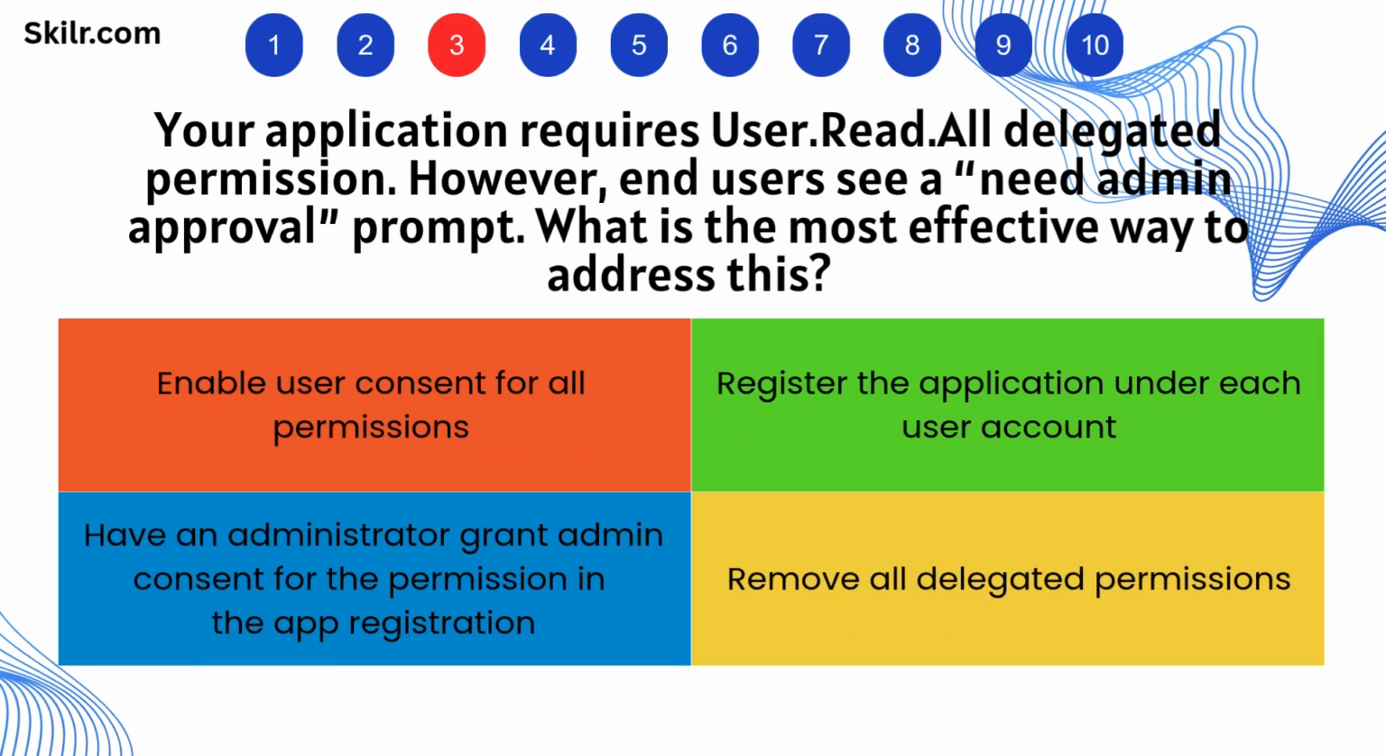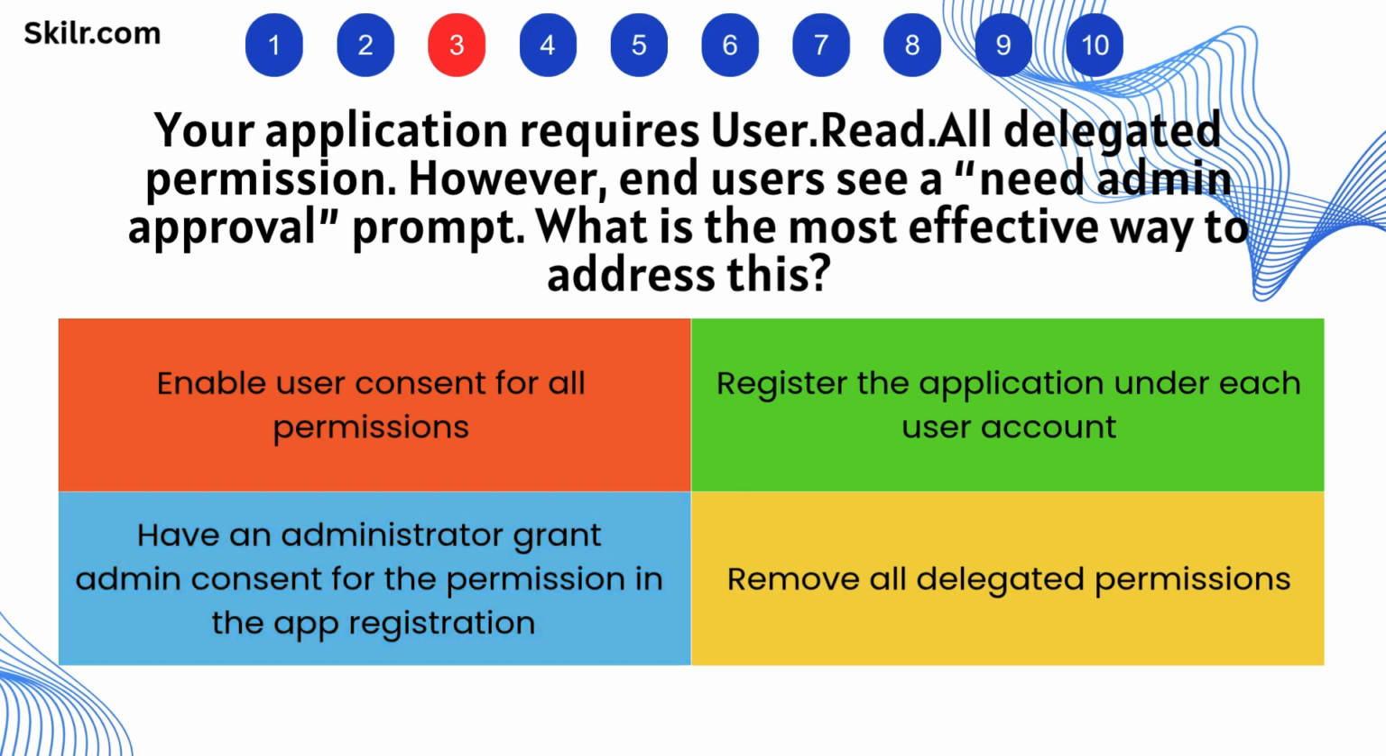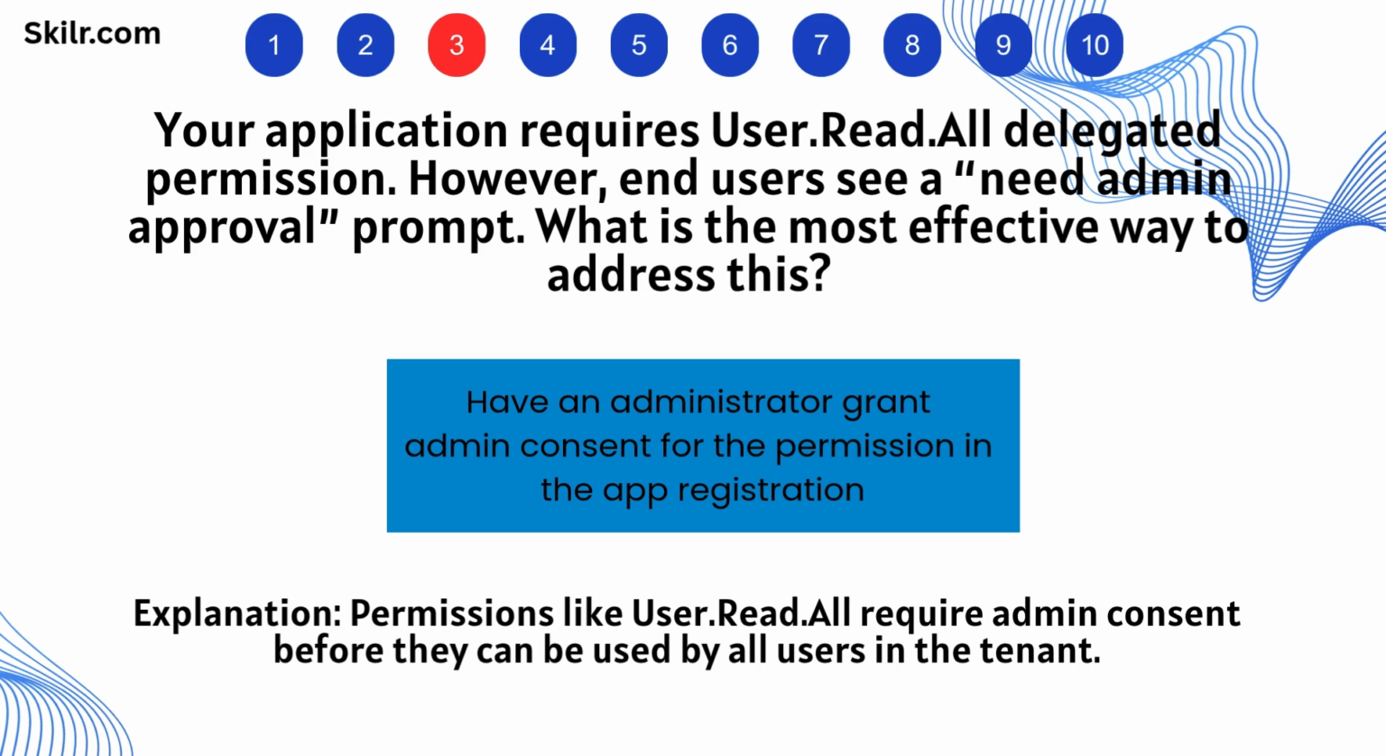Question 3. Your application requires user read all delegated permission. However, end users see a need admin approval prompt. What is the most effective way to address this? The correct answer is have an administrator grant admin consent for the permission in the app registration, as permissions like user read all require admin consent before they can be used by all users in the tenant.